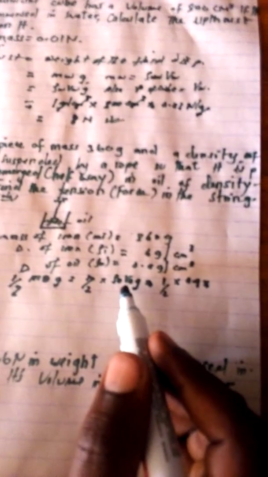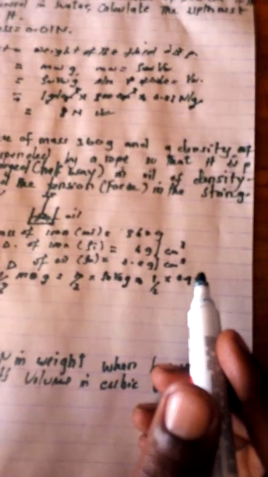It is the same as the volume of the object. So in this case, you must understand the volume of the iron. If you get the volume of one iron, then it will be the same as the volume of the oil. So let us now calculate the volume. Let us say volume of iron.